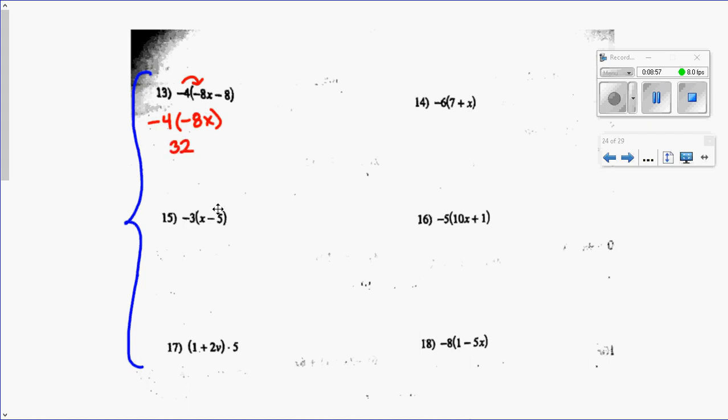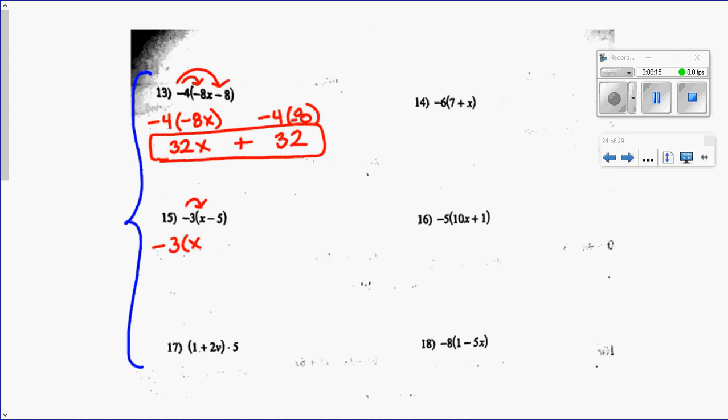That would actually be positive 32x. Then I distribute the negative 4 and the negative 8. Sorry, that got a little smushed, but that would be positive 32. So I can put a plus sign in between them. It's 32x plus 32. On number 15, it's negative 3 times x and negative 3 times negative 5.